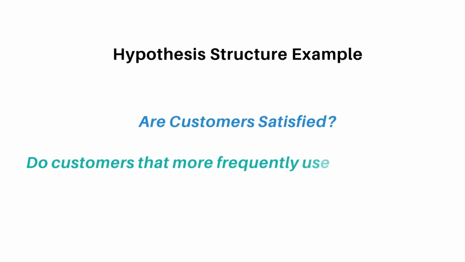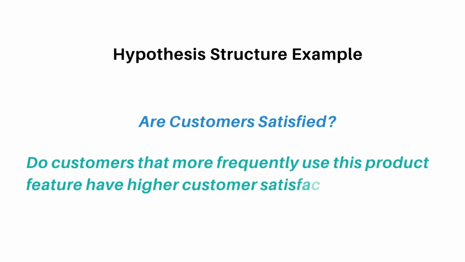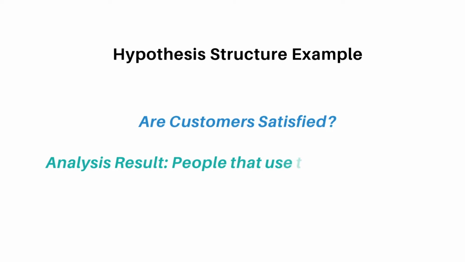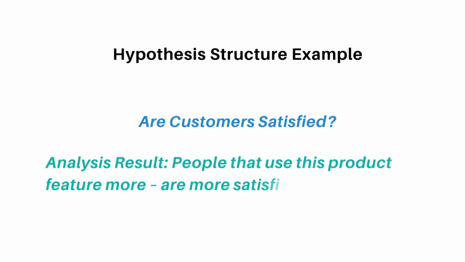So I gave bad examples. What is a good example? One could be, do customers that more frequently use this product feature have higher customer satisfaction? That might be the hypothesis that you end up testing, which is solid. The result might be that yes, in fact, people that use this product feature are much more satisfied, which is great. And then what are the potential actions? There are a lot of actions that they may want to take.